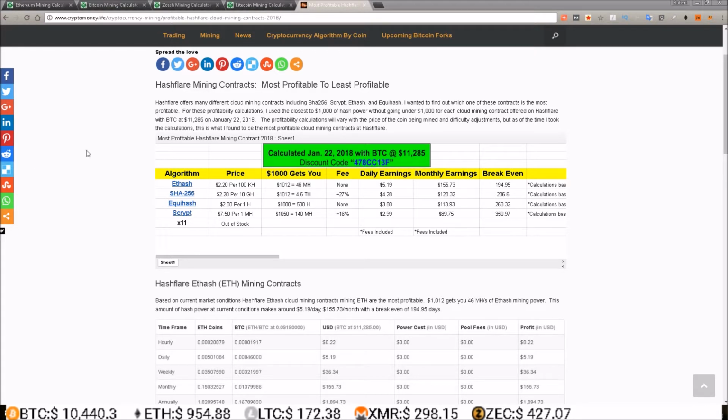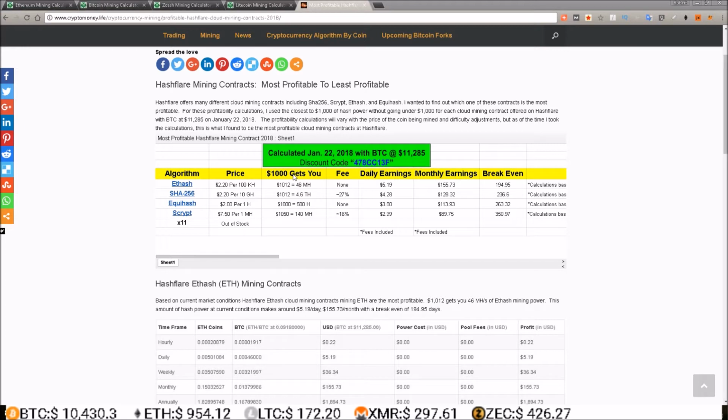So I made a little spreadsheet with all four available mining contracts on Hashflare. And I did calculations for each one with the closest to $1,000 without going under. So for Scrypt, that's $1,050. It gets you 140 mega hash. For Equihash, it's right at $1,000, which gives you 500 hash. SHA-256 is $1,012, which gives you 4.6 terahash. And Ethash, which is $1,012, gives you 46 mega hash.